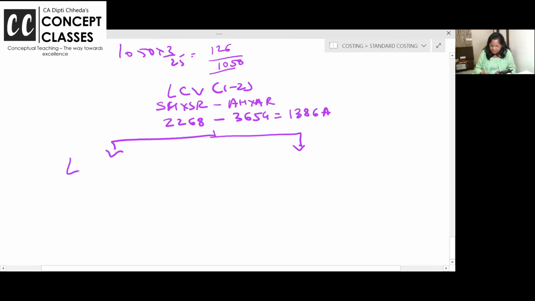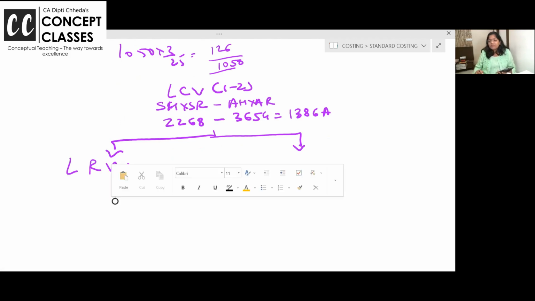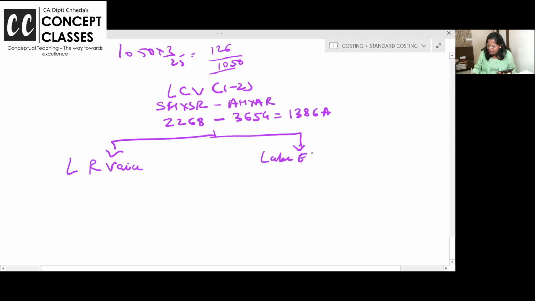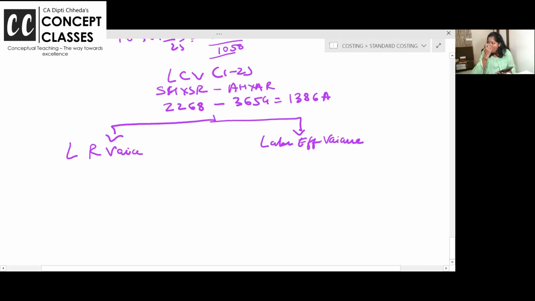is labor price variance. So instead of price we use labor rate variance. And the difference is in rate, that is price, and usage. Usage means labor's usage, meaning hours, and hours means labor efficiency variance. Rate variance and this.